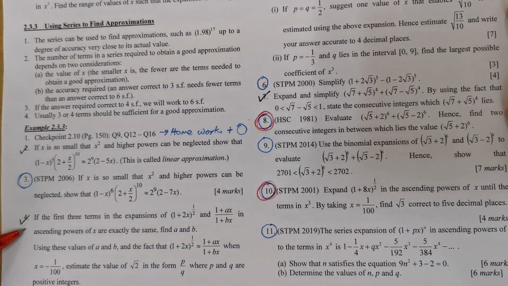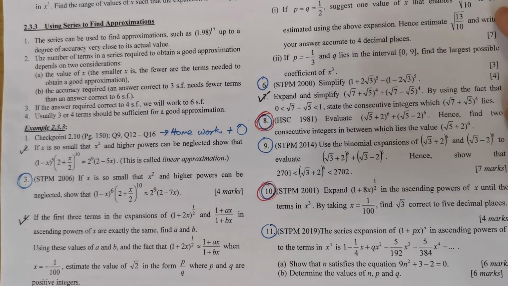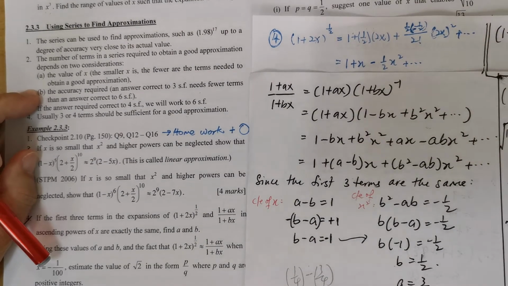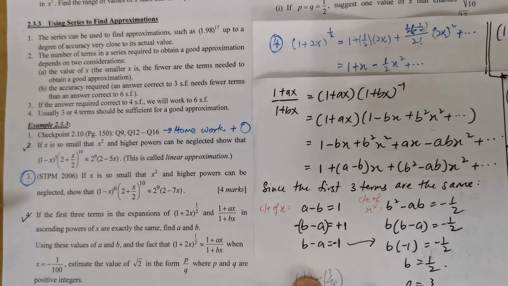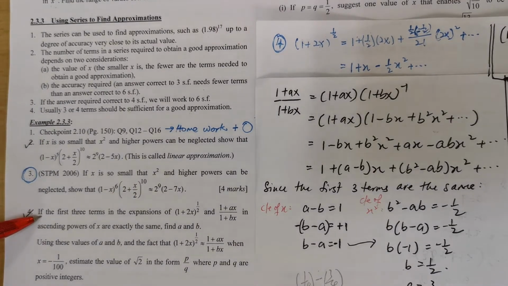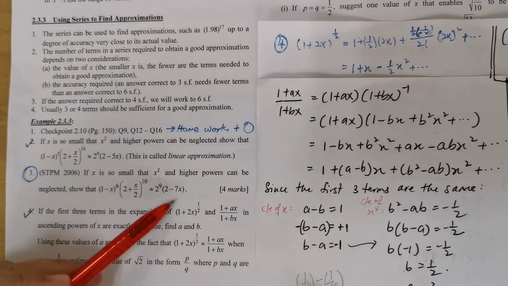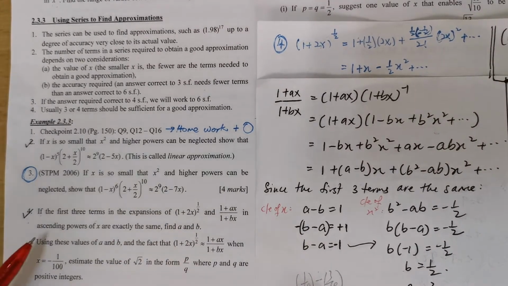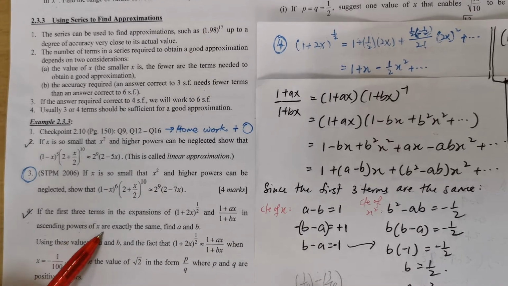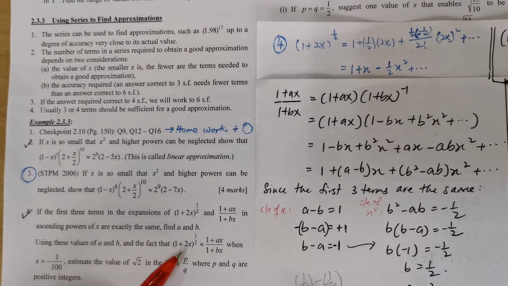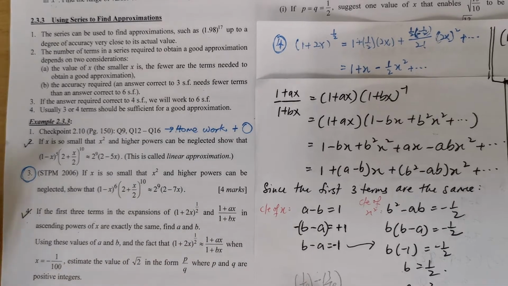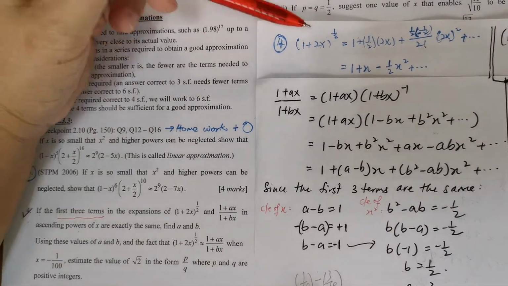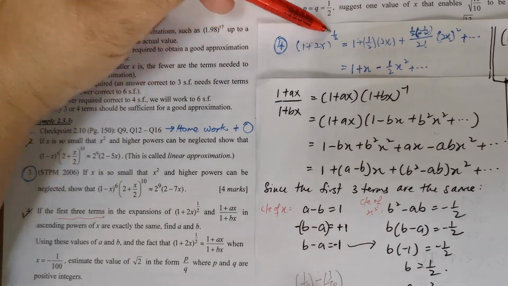This question is long. It's a bit long. So you see, if the first 3 terms in this expansion and this expansion, so we have 2 expansions in ascending power of x, are exactly the same, find a and b. So we just need to expand to get the first 3 terms. Alright, so the first one is 1 plus 2x to the power of half.